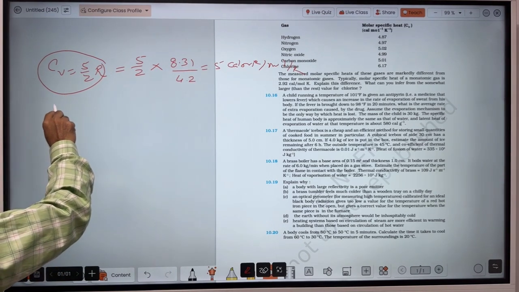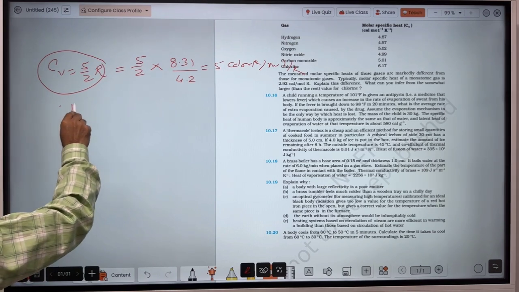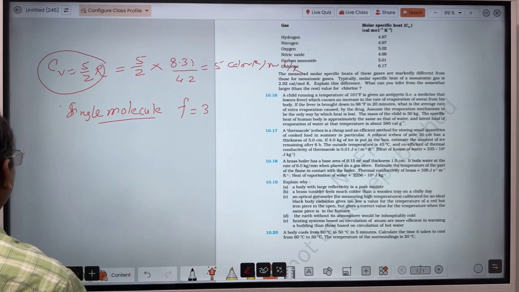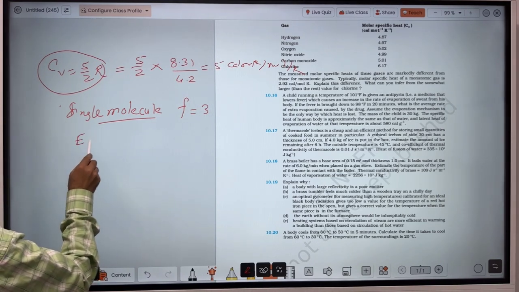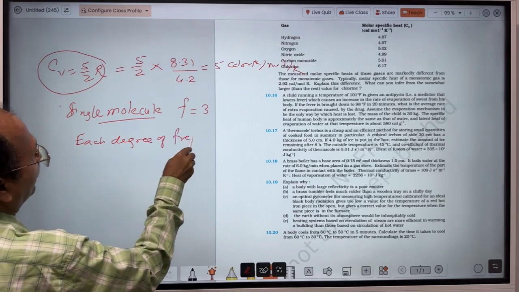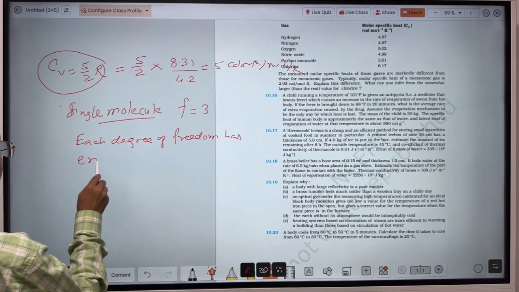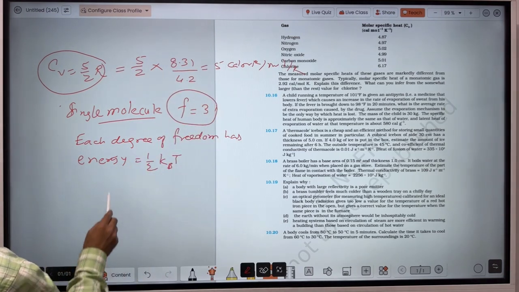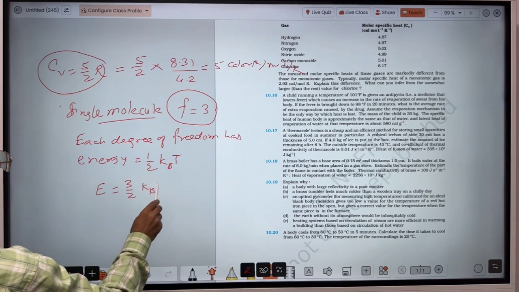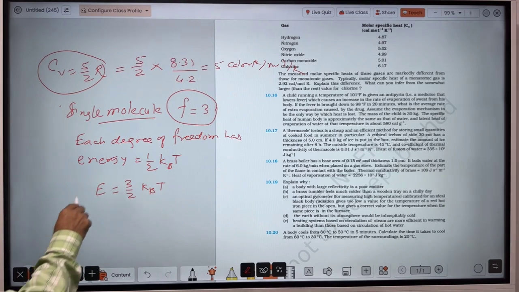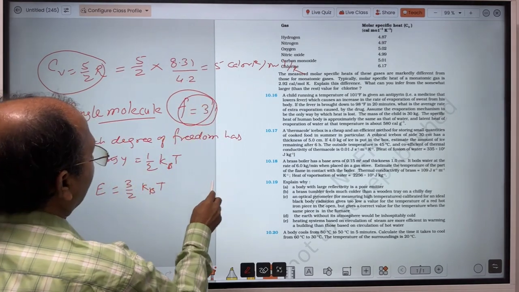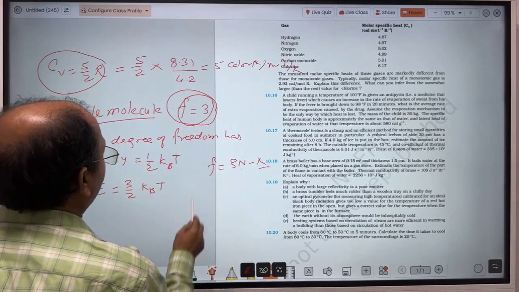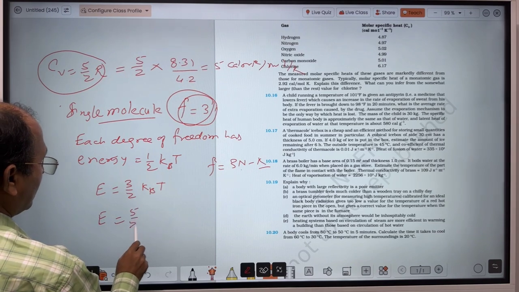So we find energy. Let's consider one single molecule. In case of a single molecule, degree of freedom will be 3, right? And each degree of freedom has energy half kBT, where kB is the Boltzmann constant. So for 3 degrees of freedom, energy will be 3 by 2 kBT. And if you are considering a diatomic molecule, then degree of freedom will be 5, as I told you, because the degree of freedom is given by 3n minus k, and n equal to 2, k means one relation, so f will be 5. In that case, energy will be 5 by 2 kBT.